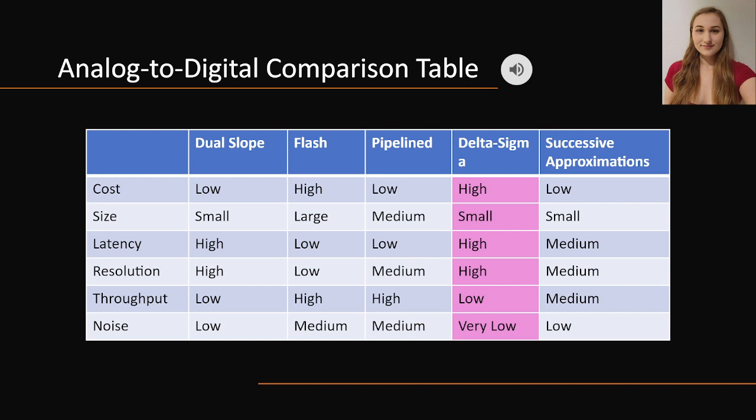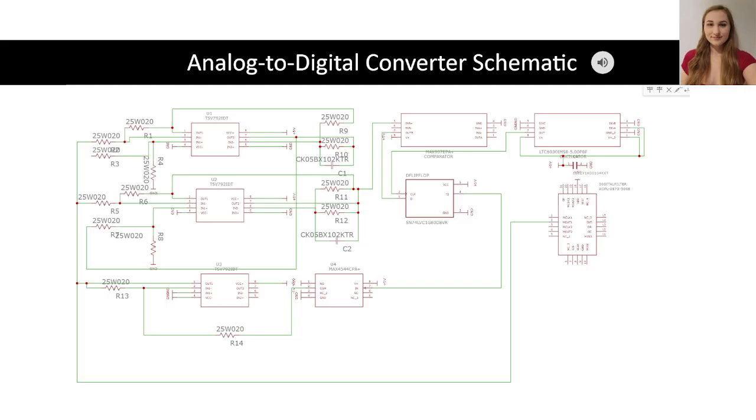Delta Sigma, while it is on the slowest side, deals with noise the best, as it does noise shaping, so it pushes all of the noise to higher frequencies, which is good for our case because we only care about the low frequencies. Humans can only hear up to 20 kilohertz. So we decided to go with the Delta Sigma ADC.